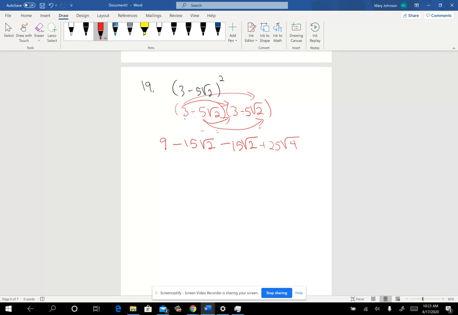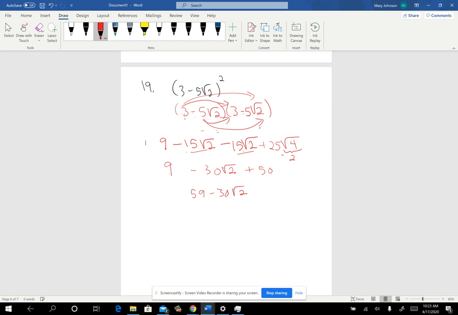All right, so what's going to happen is these are like radicals. So negative 15 square root of 2, negative 15 square root of 2 would be minus 30 of them. And then we also can take that square root of 4 and do that. That would be 2. So we have 25 times 2, which is plus 50. So we have 59 minus 30 square root of 2.